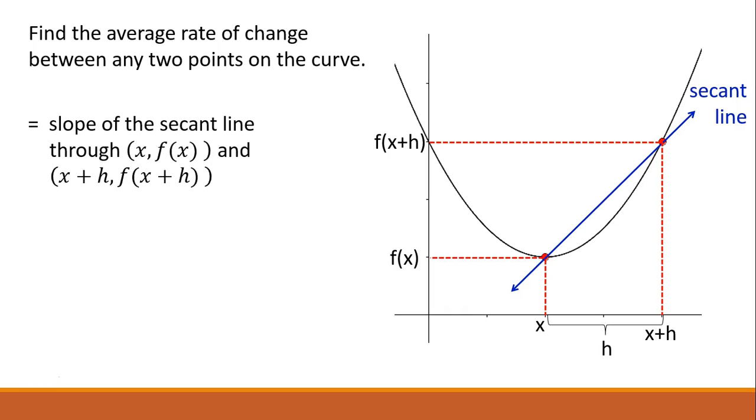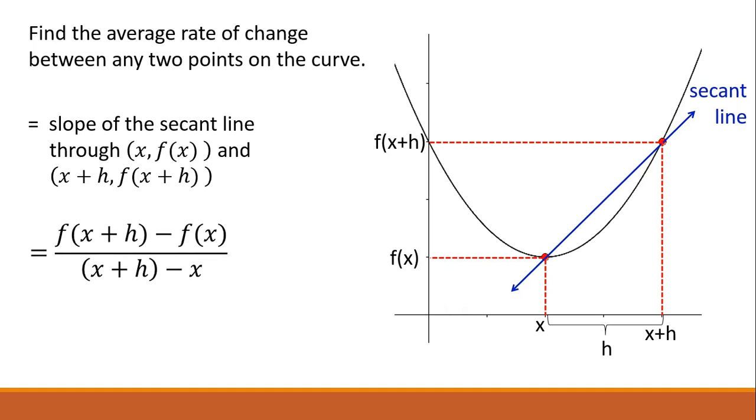So to find the average rate of change, we're finding the slope of the secant line between those 2 points. The left point is (x, f(x)), and the right point is (x + h, f(x + h)). Now we know to find the slope of the secant line, we simply have to subtract the y coordinates of the points and subtract the x coordinates and find that quotient.